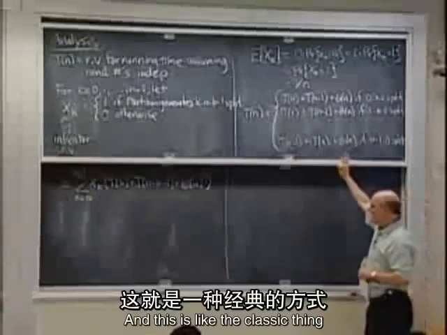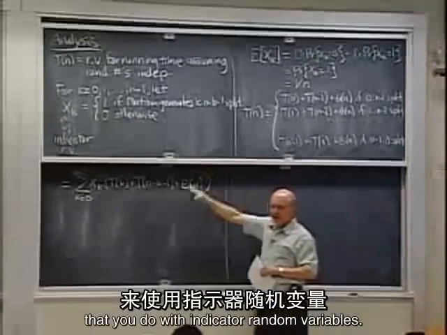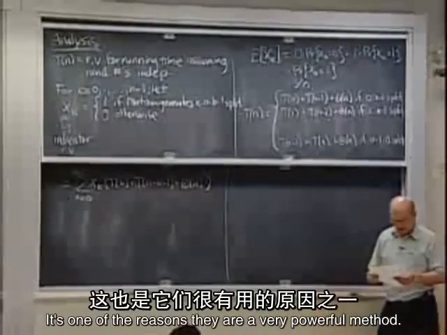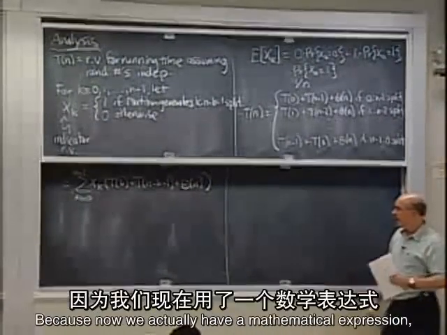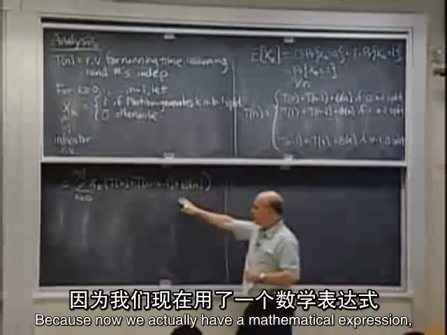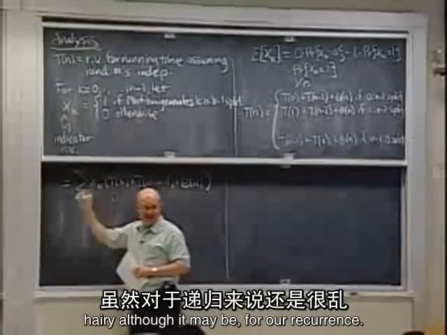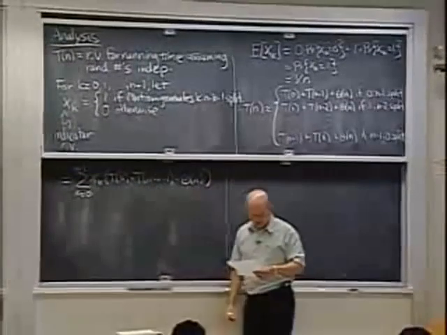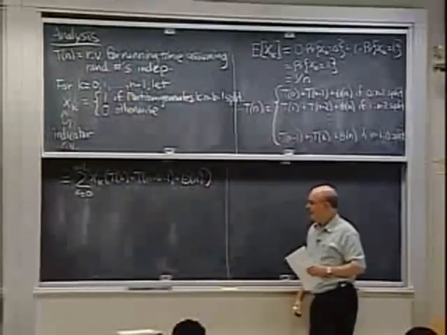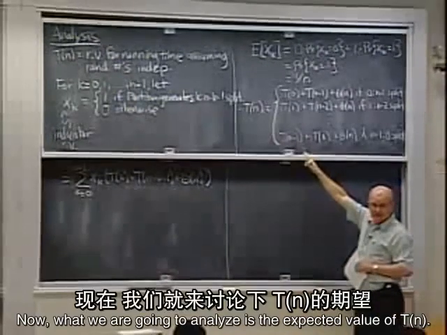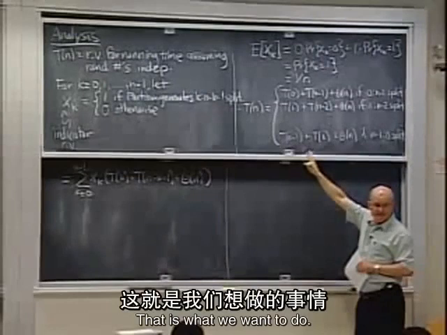And this is the classic thing that you do with indicator random variables. One of the reasons they're a very powerful method. Because now we actually have a mathematical expression, hairy although it may be, for our recurrence. Now what we're going to analyze is the expected value of T(n). That's what we want to do.